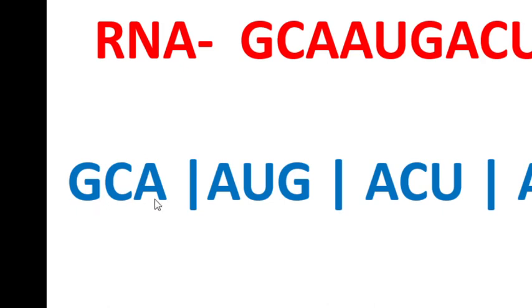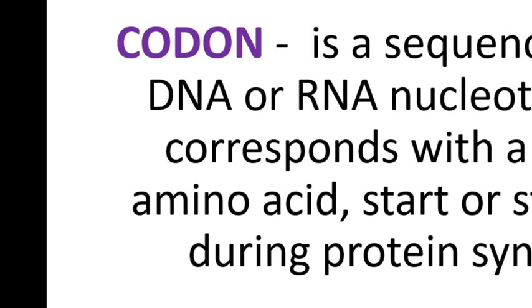So GCA here would stand for glutamine. AUG would stand for methionine, right? So we have different interpretations with this 3-letter combination. We will have a table later that you will look at.